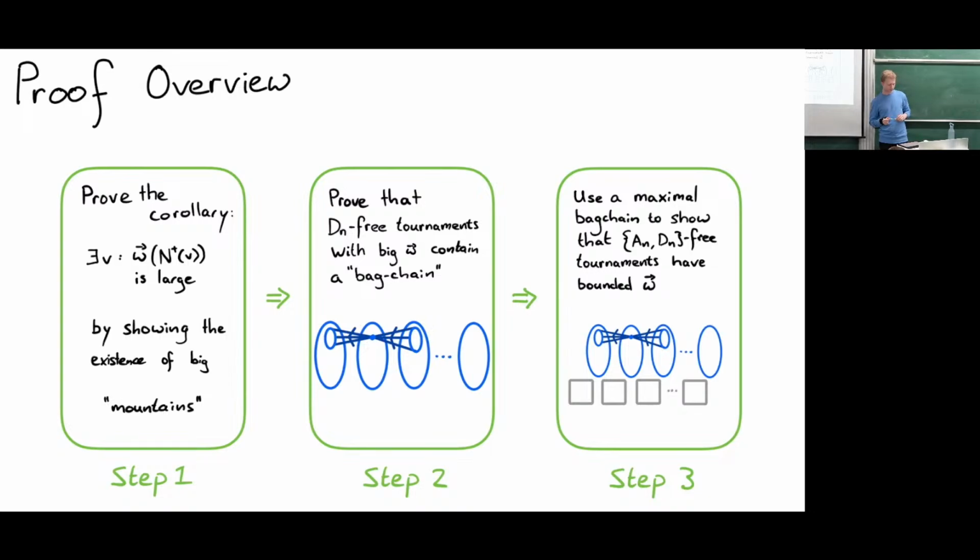Now, once we have that corollary, we use that to prove that if you forbid D_n, you can actually find bag chains. Another very standard tool in this area. Don't worry, I will explain later what it means. But it's some sort of nicely organized structure where you can really localize where the diclique number lives. And then we use a maximum bag chain argument to show that if you forbid both A_n and D_n, actually the rest of the tournament nicely attaches to this bag chain, and all of it has bounded diclique number.